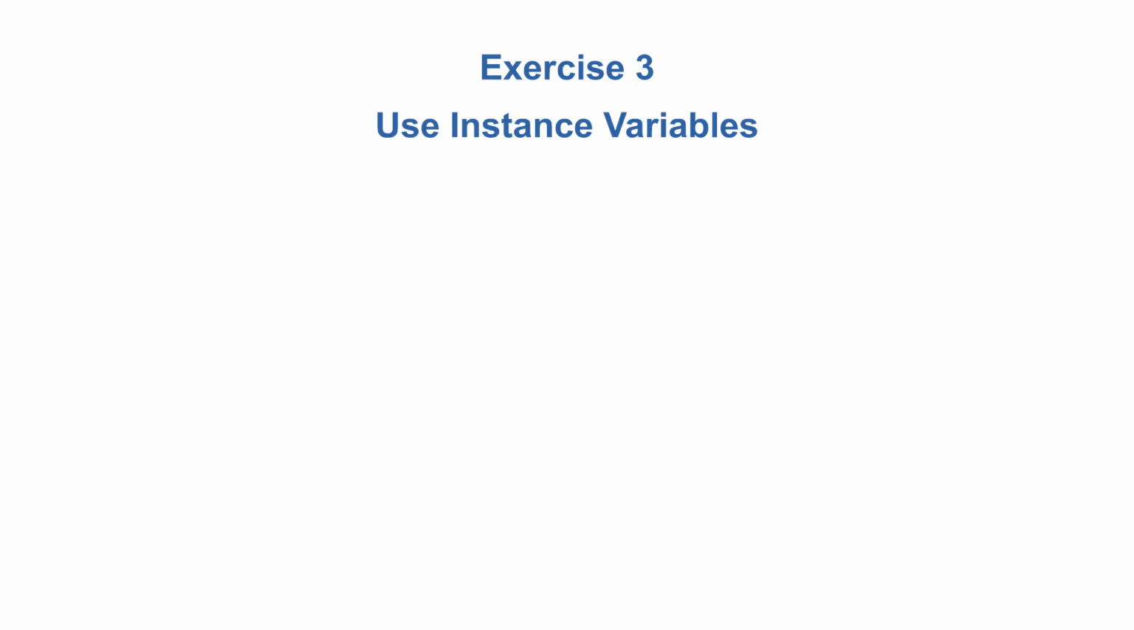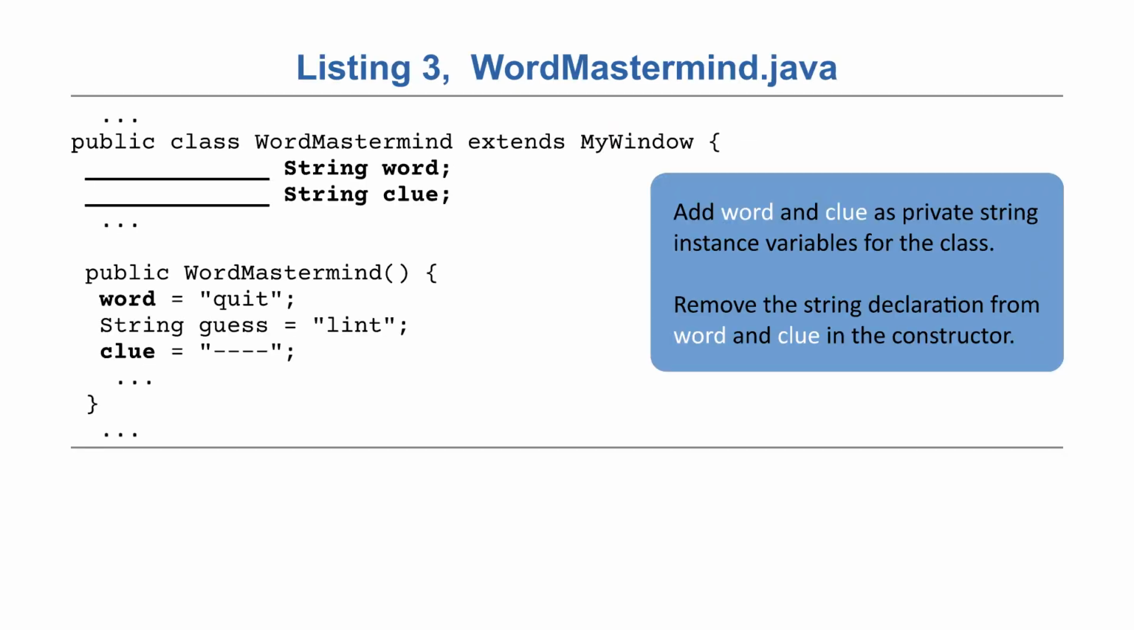Exercise 3. Use instance variables. Add word and clue as private String instance variables for the class. Then remove the String declaration from word and clue in the constructor. Run it. What happened? It should have printed dash, dash, dash, and O, since the last letter of the guess, LINT, matches the letter in the same position of the original word, QUIT.